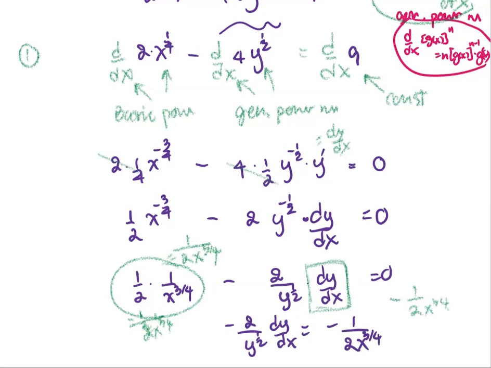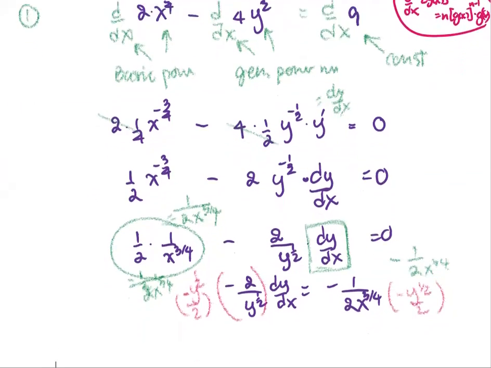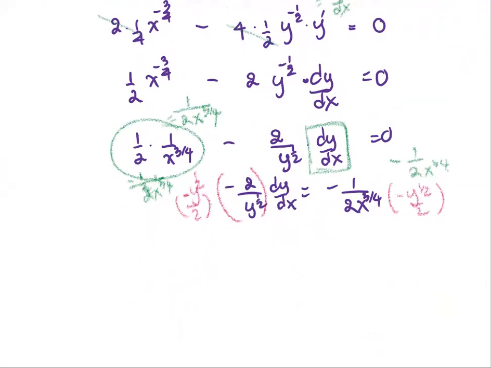And then the next step, we are going to multiply both sides by the reciprocal of the quantity here. So we're going to multiply both sides by negative y to the power 1/2 divided by 2. And then I can go to the next area.